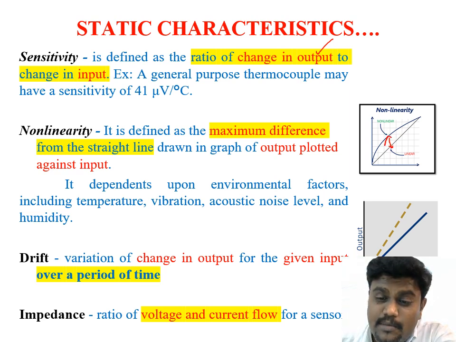And drift: when you talk about drift, it is the variation of change in output for a given input over a period of time. Means what?